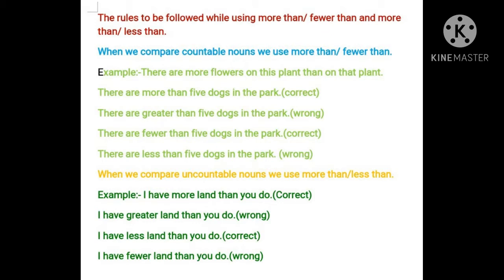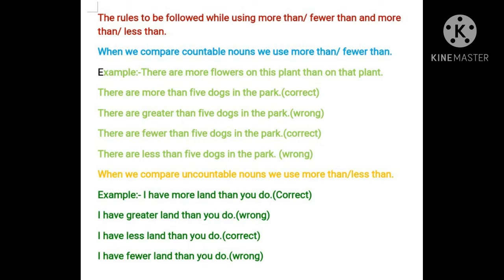Now we will see the rules to be followed while using more than, fewer than and more than, less than. When we compare countable nouns, we use more than, fewer than. Example, there are more than 5 dogs in the park. It is correct. There are greater than 5 dogs in the park. It is wrong. When we compare uncountable nouns, we use more than, less than.